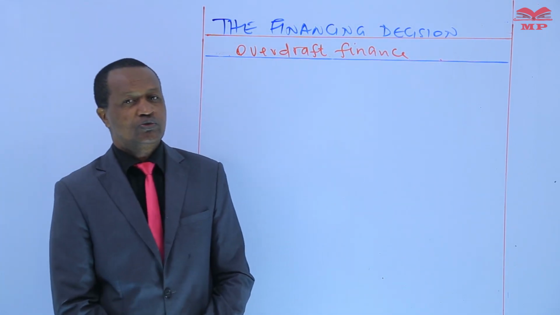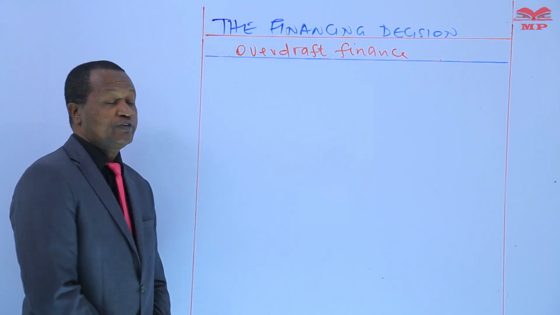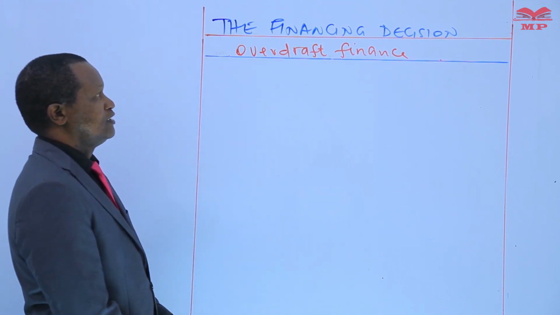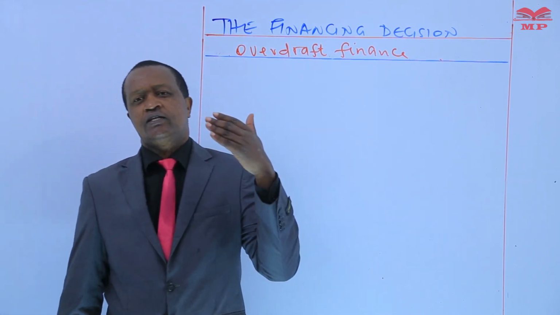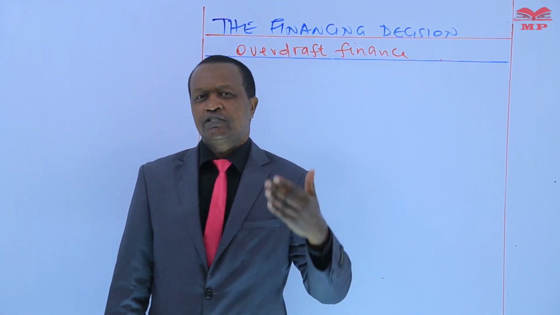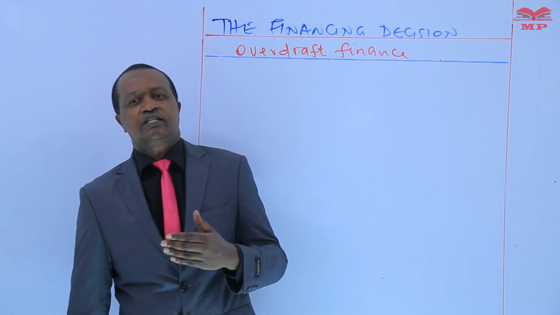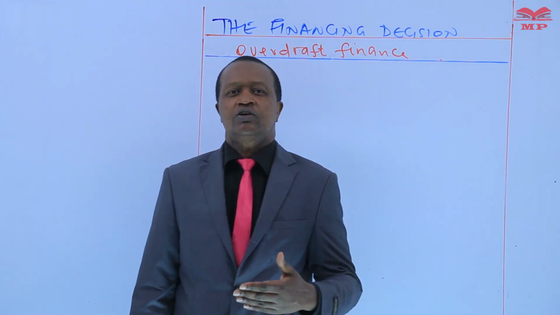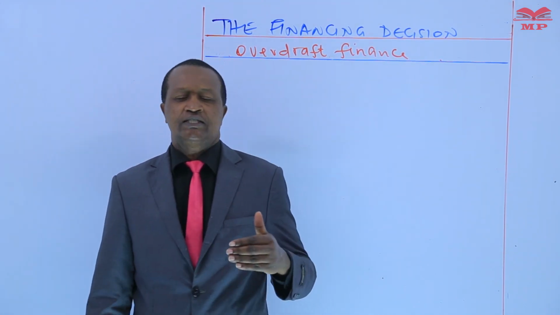Today we continue with the analysis of short-term sources of financing, our attention being drawn to the overdraft finance. In this lesson, we will study the characteristics, the benefits, and the disadvantages of overdraft finance, which is a short-term source of financing commonly used by businesses to manage their working capital needs.